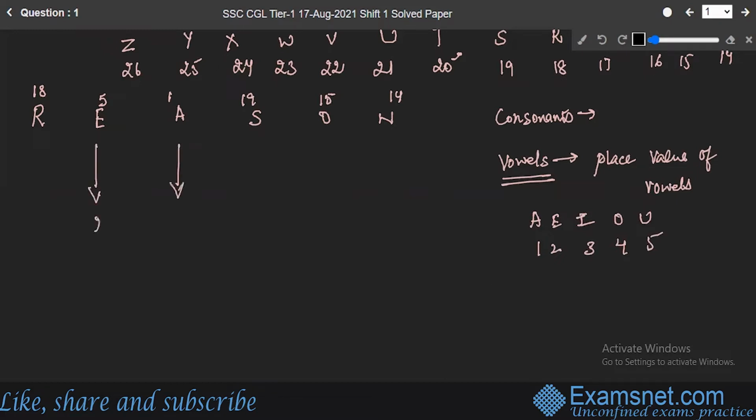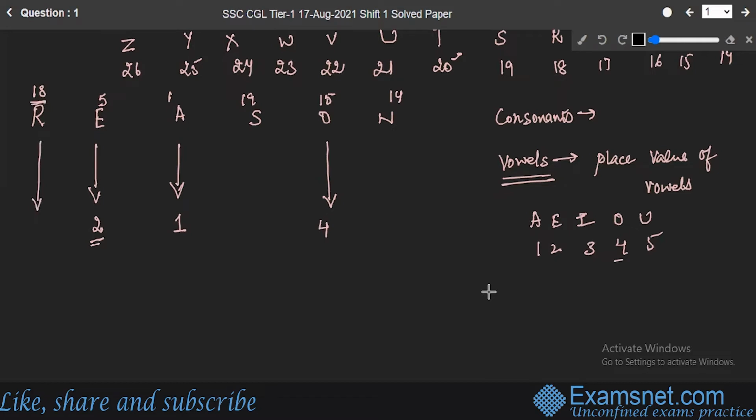E is at the second position, so this has 2. A is at the first position, so this has 1. O is the fourth vowel, so you can write 4 over here, and that's it. The rest are the consonants. Now there are the consonants 1 and 8.